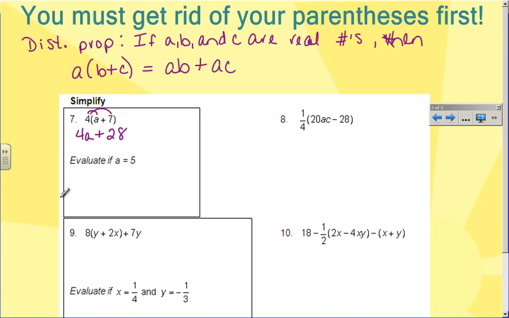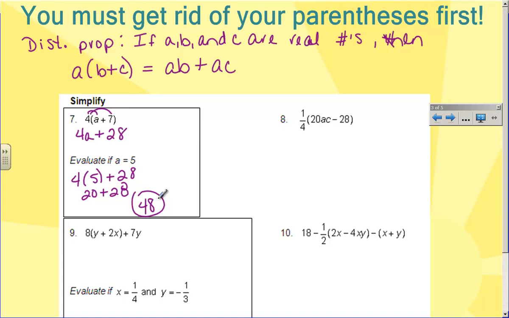Now it asks us to evaluate if A is 5, so I have to plug this in. So I have 4 times 5 plus 28. Well, 4 times 5 is 20, and 20 plus 28 is 48, so there it is, evaluated.